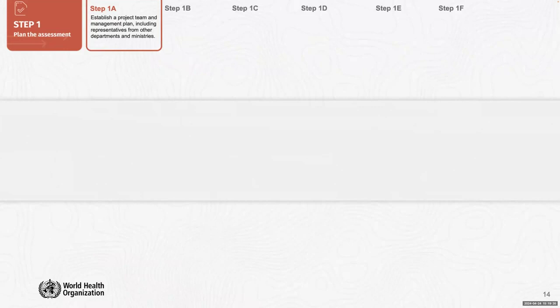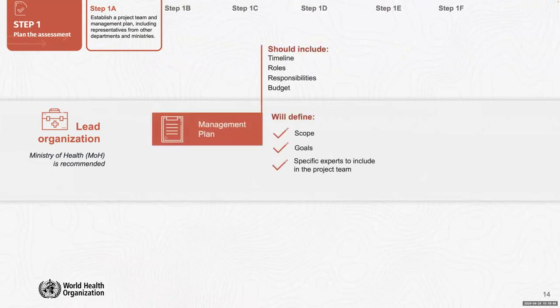So let's start with the first step. So we have the lead organization identified. The lead organization ideally will be the Ministry of Health. The Ministry of Health doesn't have to actually do the whole work. They could delegate the work to an academic institution or another group, but it is important that either they do the assessment or they ask another group to do the assessment, but they are in control of the assessment.